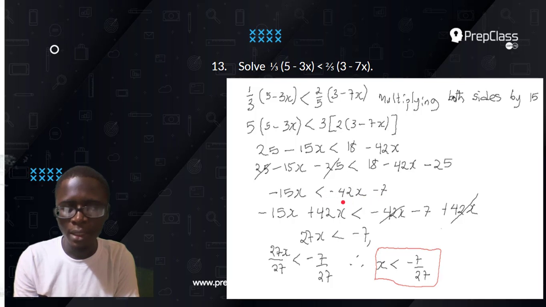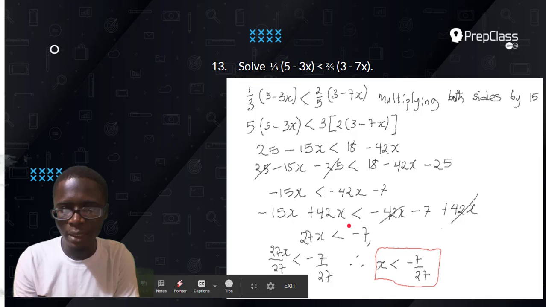And from here, still, we want to bring this minus 42x to the other side of the inequality. So we have to add plus 42x to both sides. So plus 42x is added here, so you can see it is also added here. So this minus 42x plus 42x will be 0. And here minus 15x plus 42x is going to give us 27x is less than minus 7.